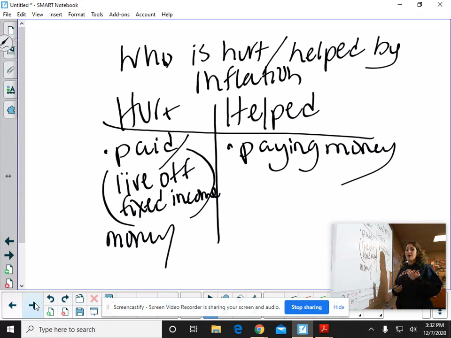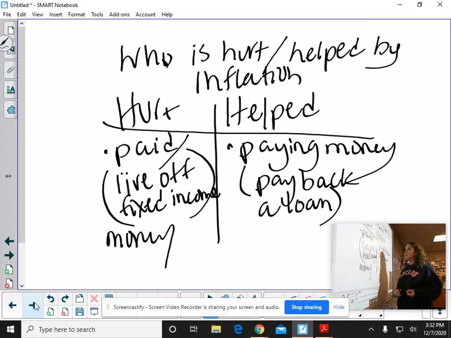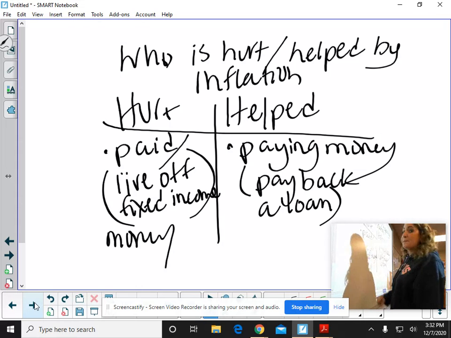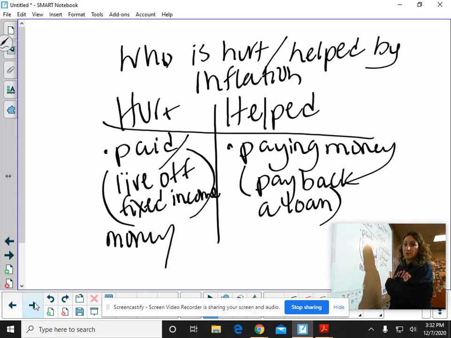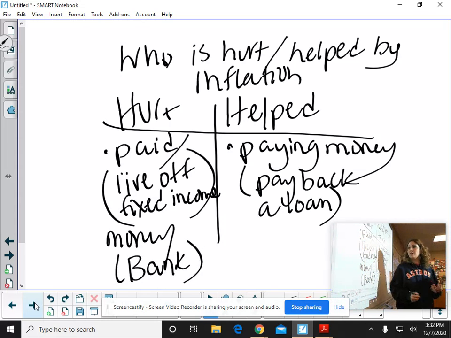You don't mind. So some examples of that: if you were having to pay back a loan after inflation, that inflation actually helped because now you have to pay back less in terms of purchasing power than what you borrowed in the first place. Unfortunately, that hurts the banks. They are being paid money back from you because you borrowed it from them. So banks are typically the ones that are hurt because they are loaning out.